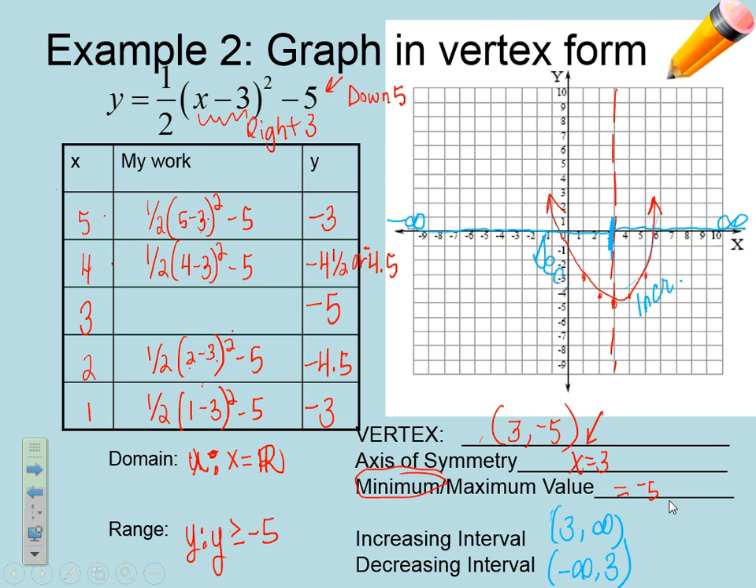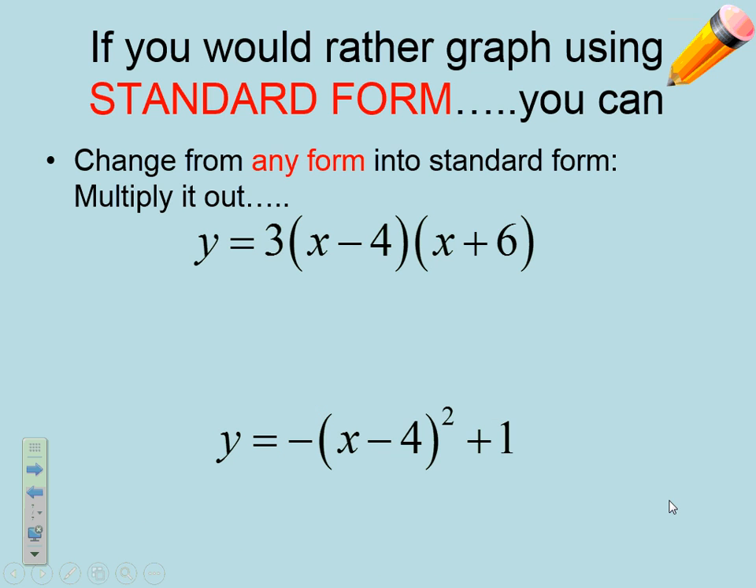Okay, so that's how we use vertex form. Vertex form gets us the vertex right away. Okay, intercept form gets us the x values right away. Now, if you would rather graph using standard form, you could. All you'd have to do is get your equations in standard form. So how do we get our equations in standard form?